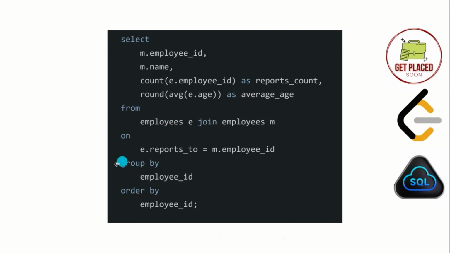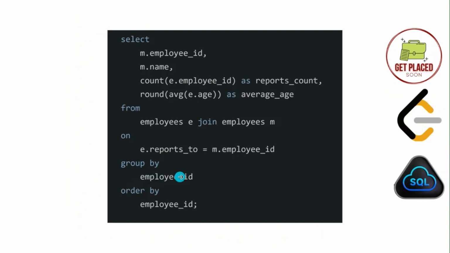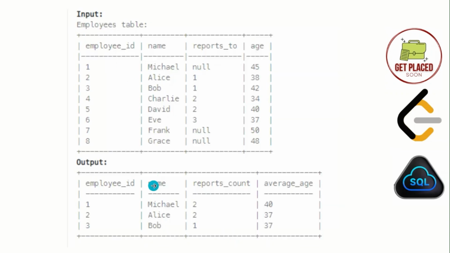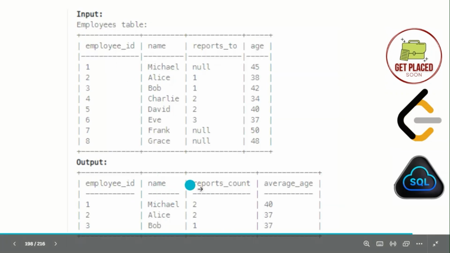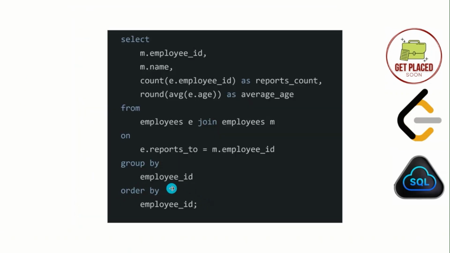After that, we will group by. We group by so that we can see how many people are working under each manager. Under Michael, you can see 2, right? So we are grouping by M.employee_id, so that for each manager, when we group by, we can see how many people are working under him. And we are doing order by so that we get the result in ascending order of employee_id. The result will be like this.